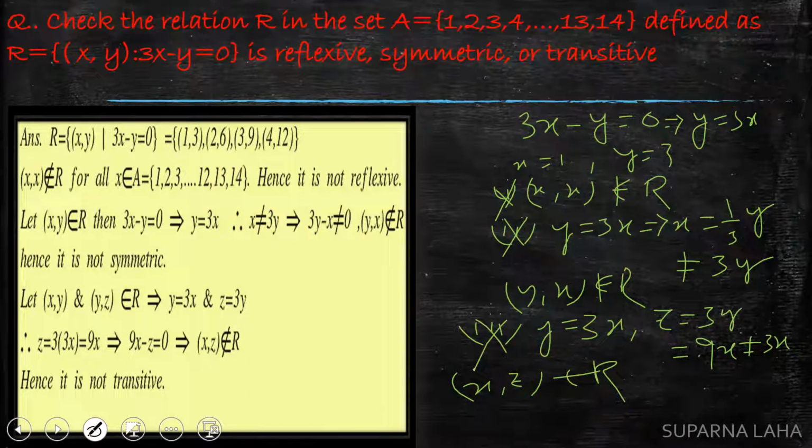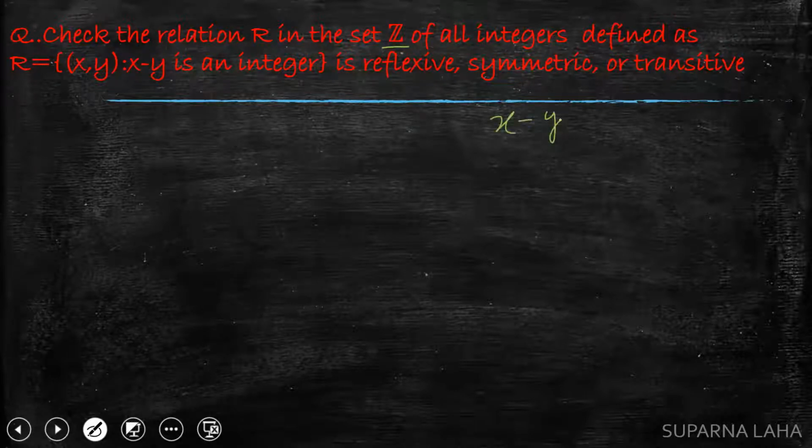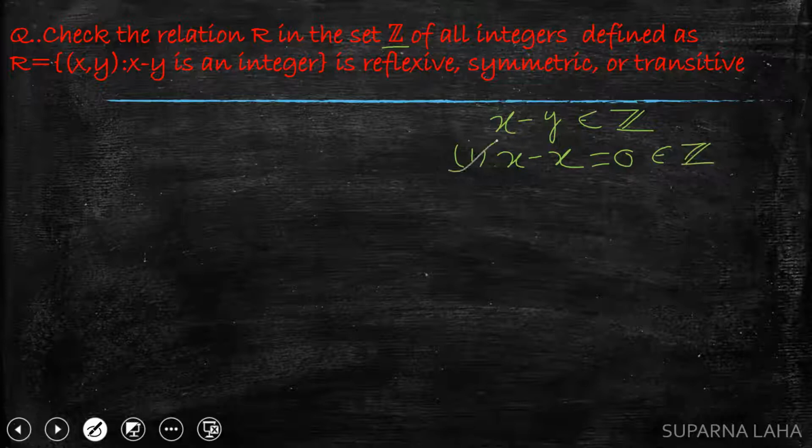Here is the solution. You can check this relation is not reflexive, not symmetric and not transitive. So moving to the next problem. R is a relation defined on the set of integers, and this relation is x minus y is an integer, that is x minus y belongs to the set capital Z. Now if we choose the first property, that is reflexive property, I'm choosing x comma x, then x minus x is 0, which is an integer, that means belongs to Z. That means the first property is satisfying.